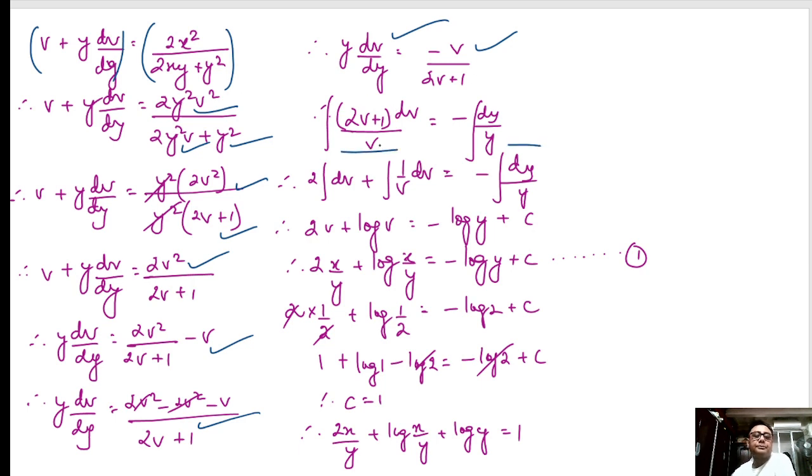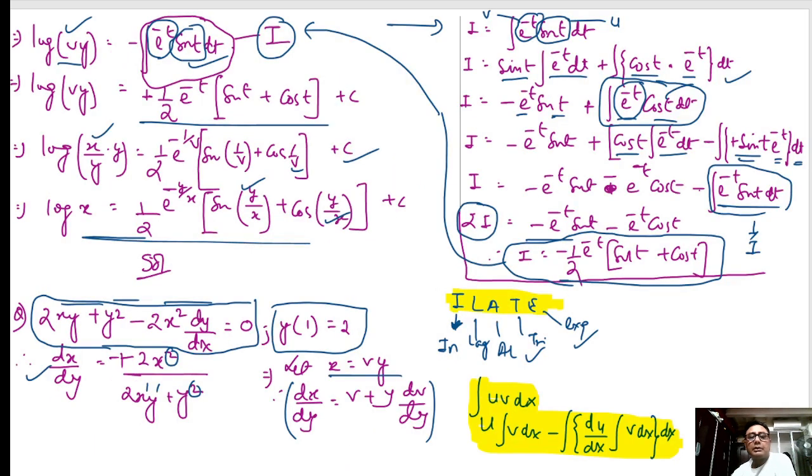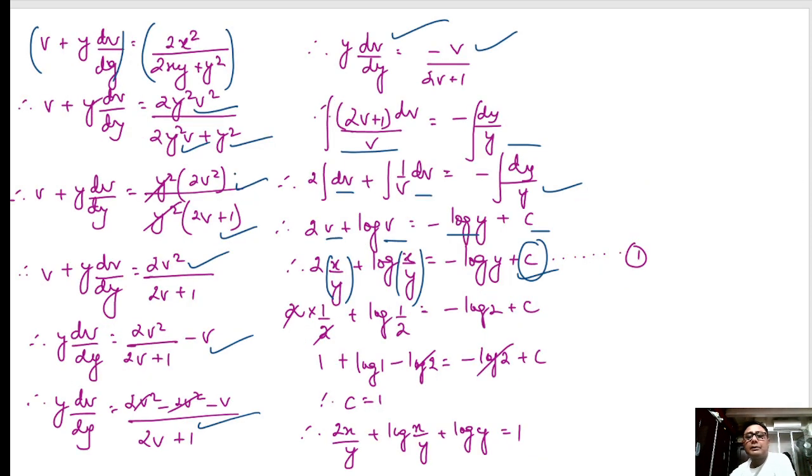It comes this. So now this can be separately written: 2 v by v is 1, and it is 1 by v, this. So it is 2v, log v minus log y plus c. In place of v I will put the value of x by y. Now we have to find the value of c, because they have given this condition: if x is 1, y is 2.